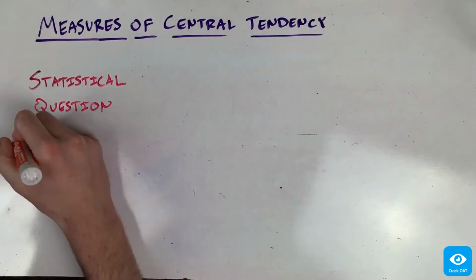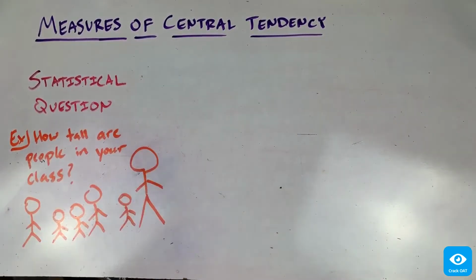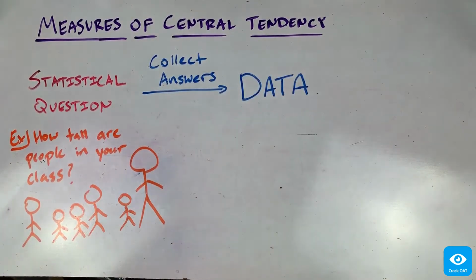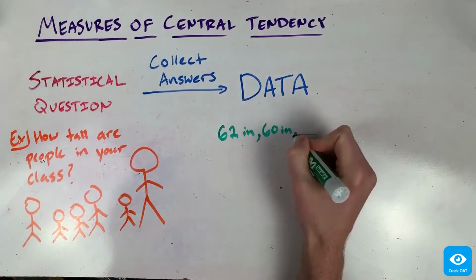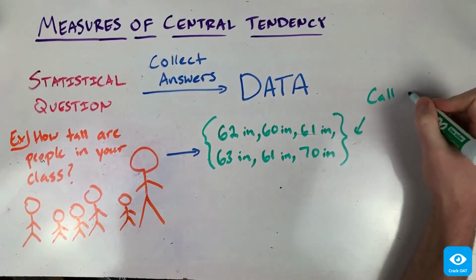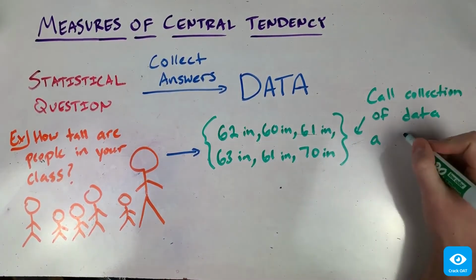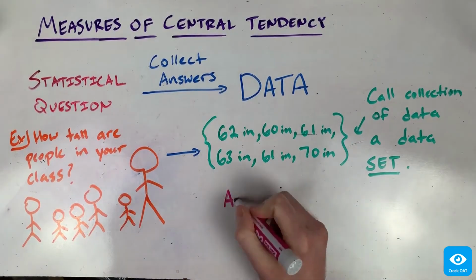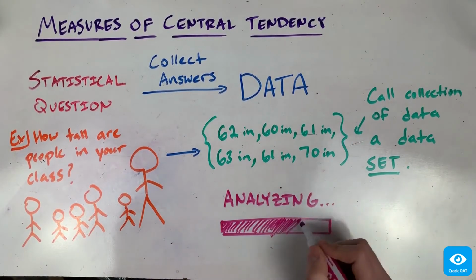So last time we talked about statistical questions. But what do we do after a statistical question is asked? Well, we collect the answers to that question to get our data. And if we're dealing with quantitative data, all of the numbers in the data are called a set. Once we have a set, we can start to describe and analyze the data.